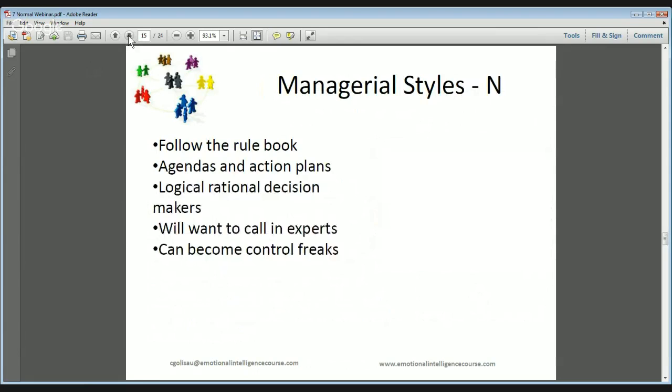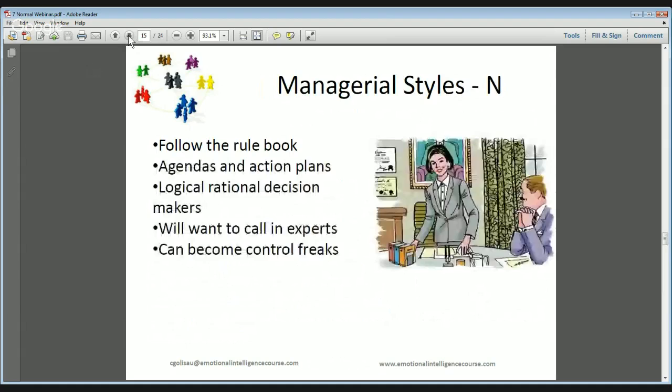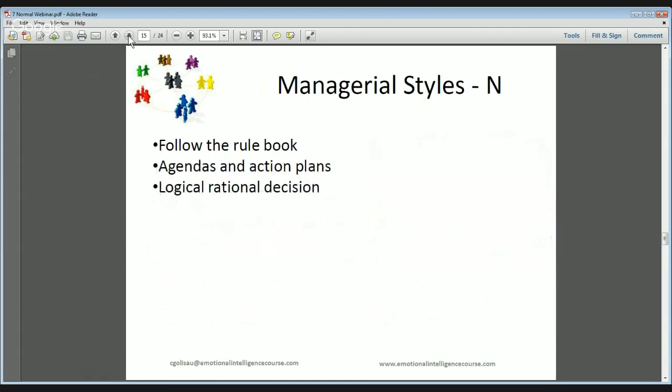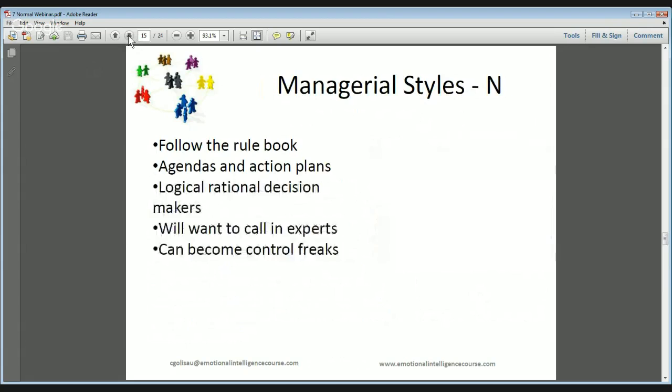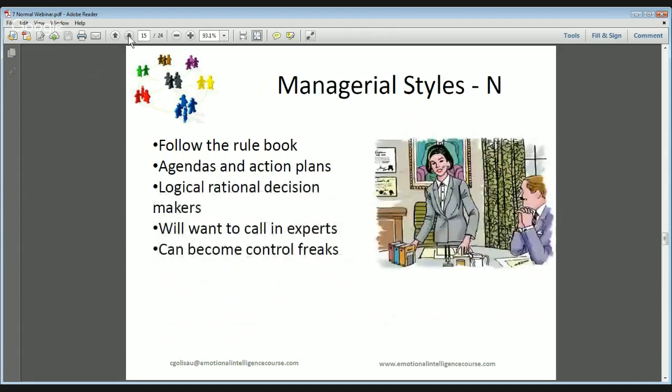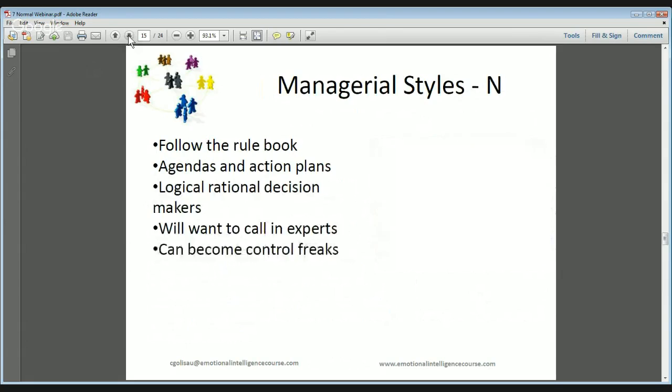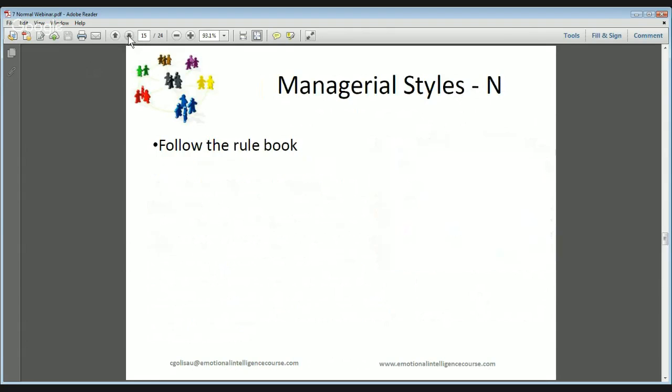And then they like bureaucratic systems and they like the rule book. So they work very well in jobs that need to follow a lot of processes, a high degree of corporate governance, etc. So that's where normals fit in best. In fact, the whole corporate governance movement is almost driven by high normals.